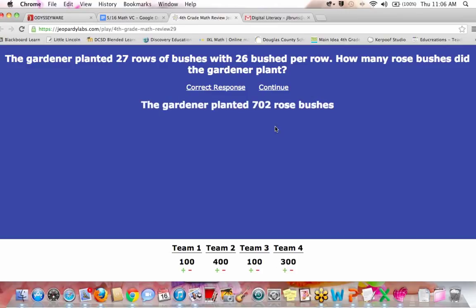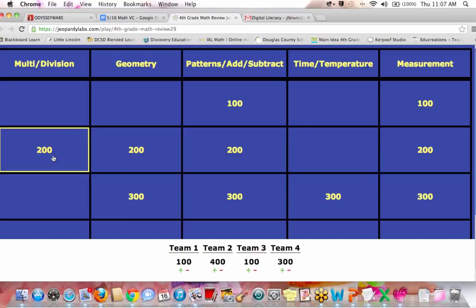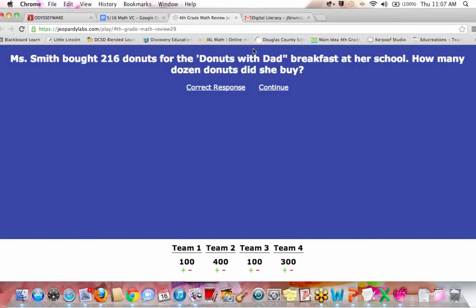But all right, Mrs. Smith bought 216 donuts for the Donuts with Dad breakfast at her school. How many dozen donuts did she buy? So there's 12 in a dozen. So the problem is 216 divided by 12.